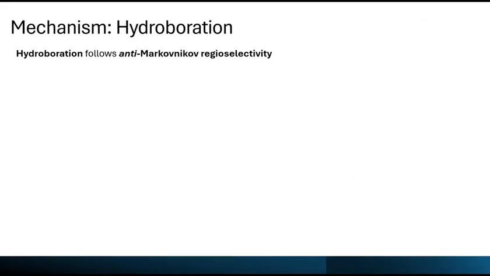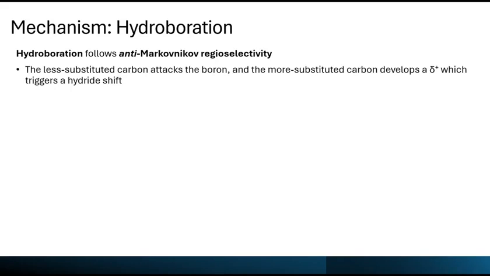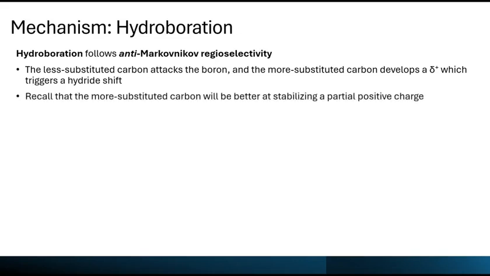Mechanism for hydroboration. It follows anti-Markovnikov regioselectivity. The less substituted carbon attacks the boron's empty p orbital, and the more substituted carbon develops a partial positive, which triggers a hydride shift that is coming from the boron. Recall that the more substituted carbon will be better at stabilizing a partial positive charge. Here, we have an alkene. The alkene's pi electrons will attack the boron's empty p orbital. At the same time as this attack is taking place, we're going to also see a hydride shift. An H with the sigma electrons is going to attack the partially positive carbon here.